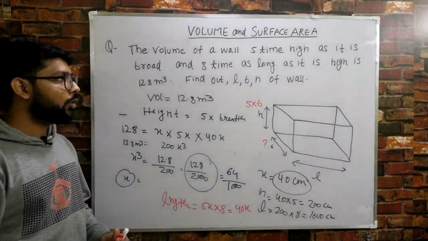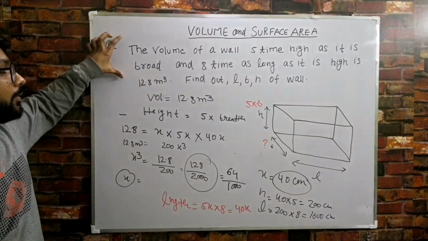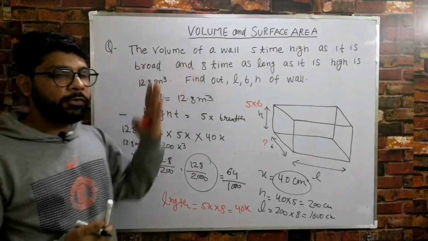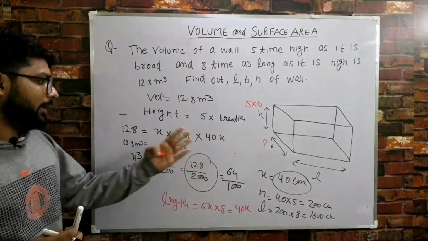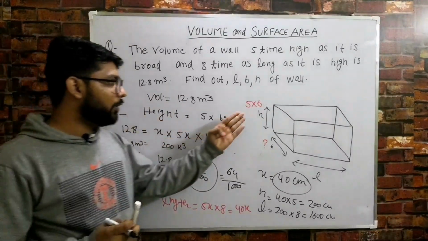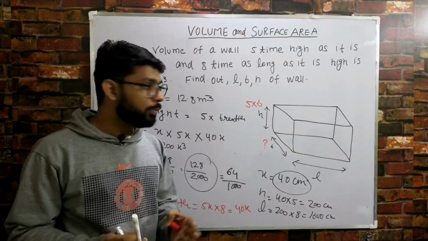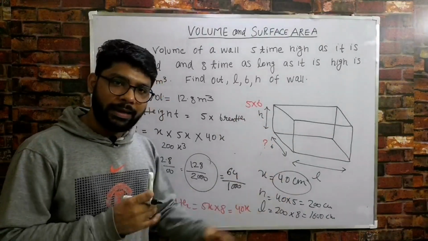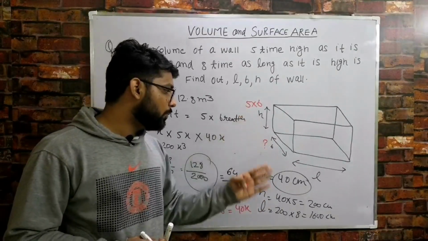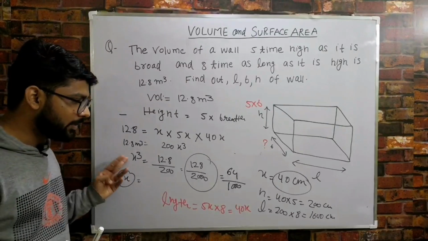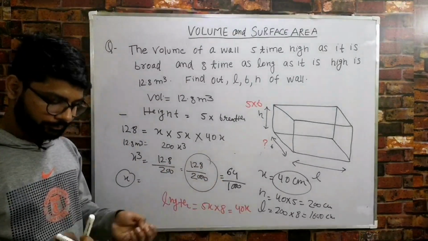So here you first have to remember what the question is saying, what information is in the question. You have to write the information, then you can calculate each thing. First of all, we assumed the breadth. After that, the height is given as 5 times the breadth and the length is given as 8 times the height. So we simply assumed x and equated the volume, and from there we got the value of x as 64 by 1000.